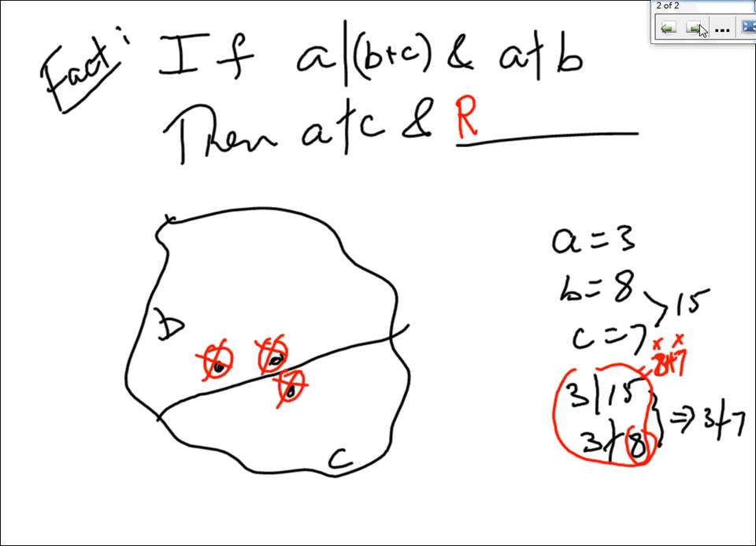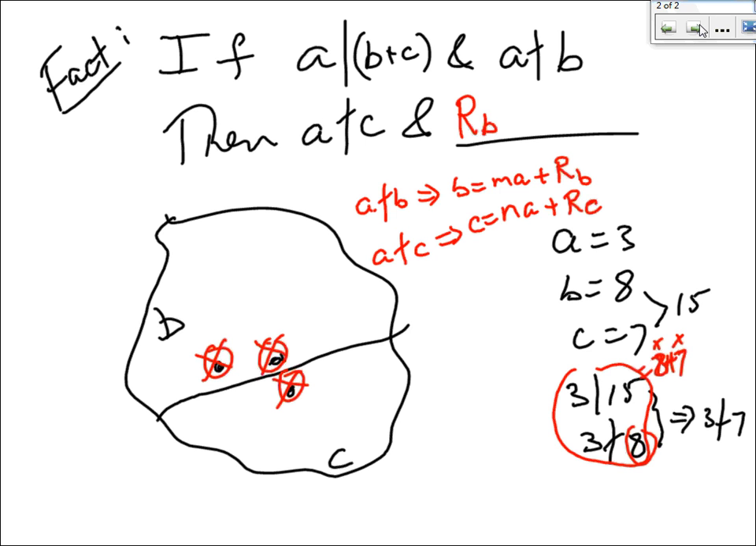Well, that was the remainder for B. That was the remainder. A did not go into B. That means that B is a multiple of A plus a remainder. Okay, and A does not divide C, which means that C is a multiple of A plus a remainder.